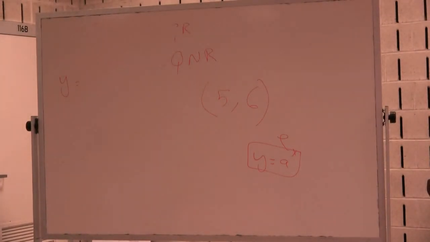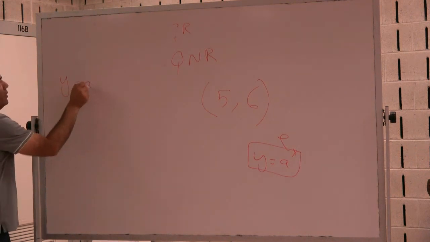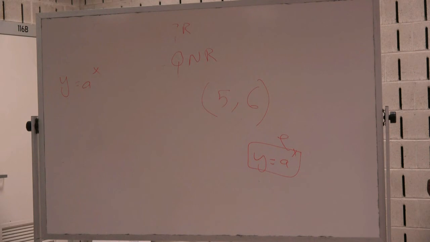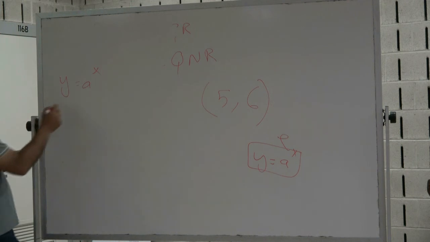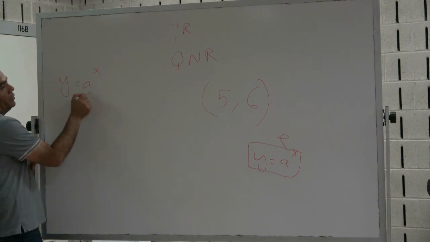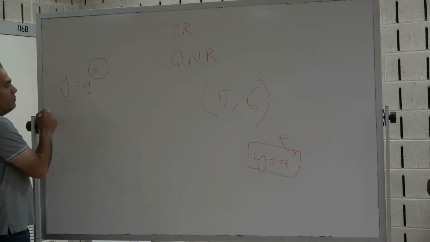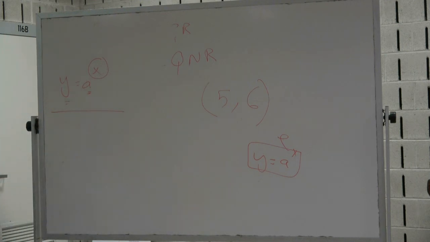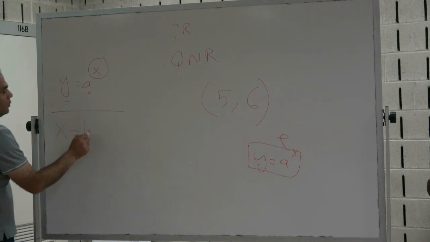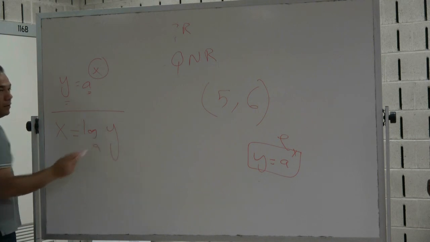Usually what you try to do is find y, a to the x. Let's say this is your key, an integer, and you get the exponent x. The reverse process is trying to find the x, which is log base a of y.